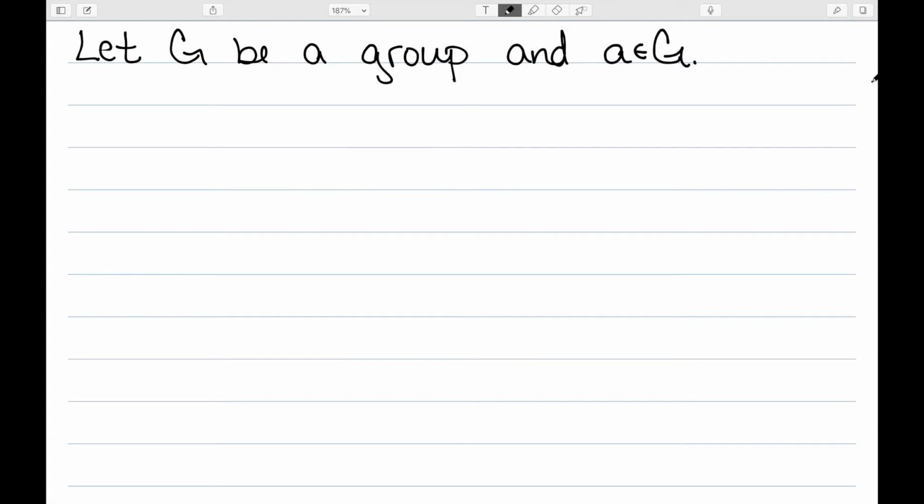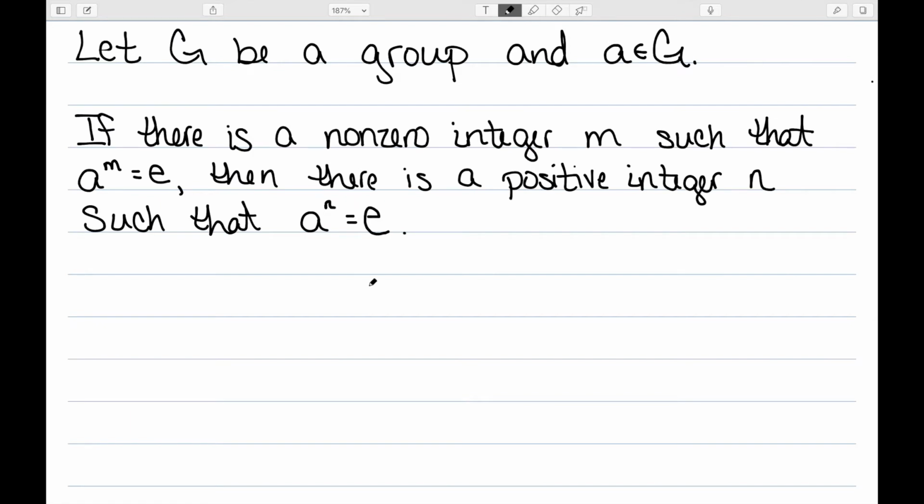Let's let G be a group and a be an element of this group G. If there is a non-zero integer m such that a to the m power is equal to the identity, then there must be a positive integer n such that a to the n is equal to the identity. So I'm looking for elements that I can raise to a positive power and get back to the identity. And this is going to be the same as elements I can raise to any integer power and get back to the identity.